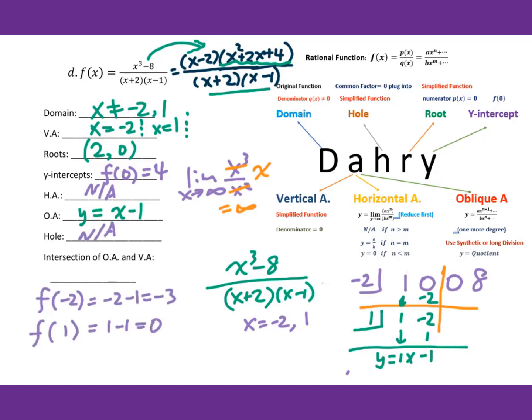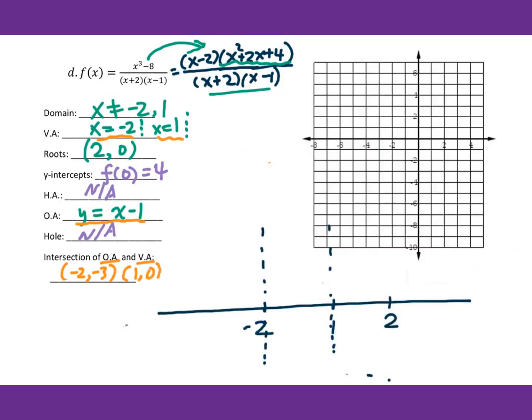Hole not available. For the intersection of OA and VA, I plug these 2 values into this oblique asymptote line. I got negative 2, negative 3, and 1, 0. So on the number line, we will get negative 2, 1, and 2. 2 is a 0. Negative 2 and 1 are vertical asymptote lines. Check 0. 0 gives 4. It's positive. Since these are all single factors, we change sign.